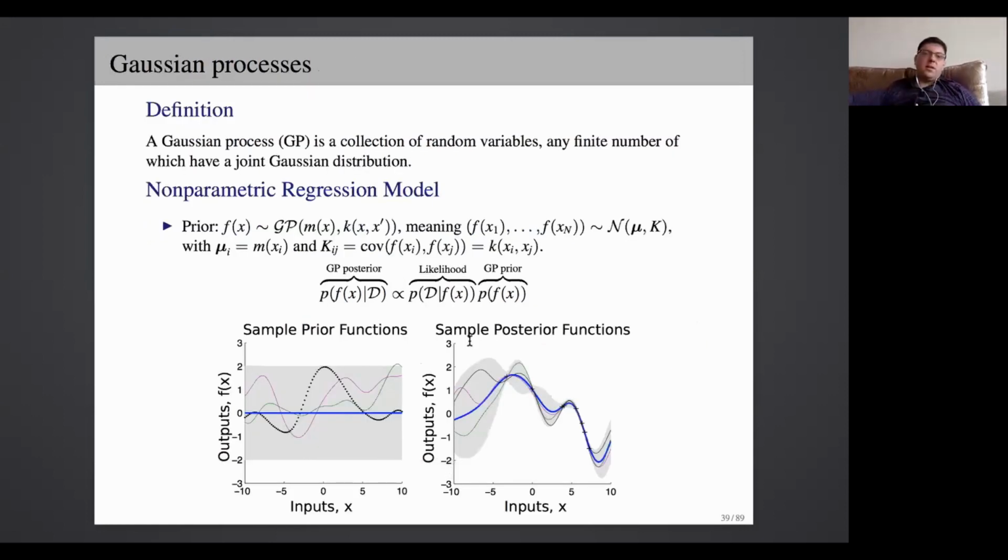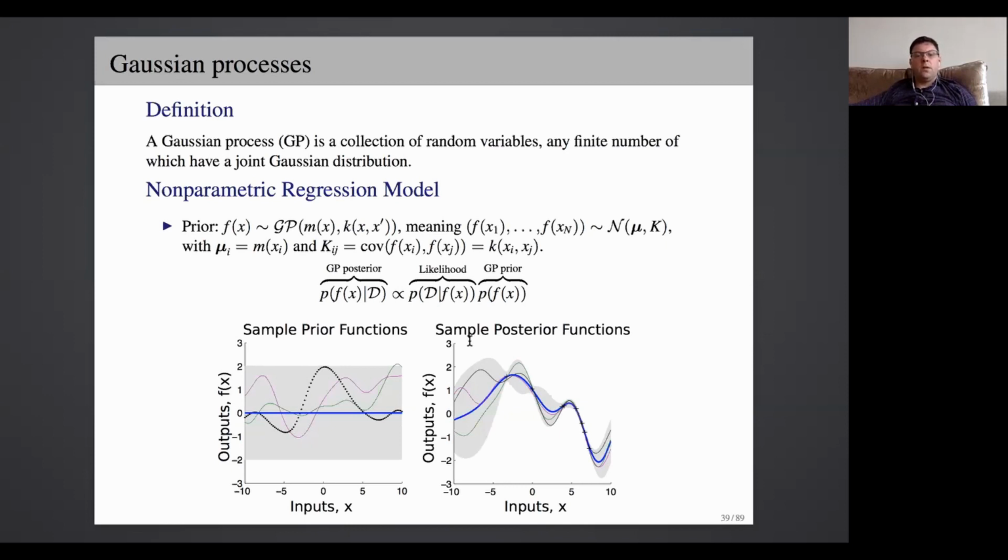Formally, a Gaussian process is defined as a collection of random variables, any finite number of which have a joint Gaussian distribution. We can use a Gaussian process to define a distribution over functions. f(x) is distributed as a GP with mean m(x) and kernel k(x, x'). This means that any collection of function values, f(x1) up to, say, f(xn), has a joint multivariate normal distribution with a mean vector mu and a covariance matrix K given by our mean function, little m, and our covariance kernel, or covariance function, little k.